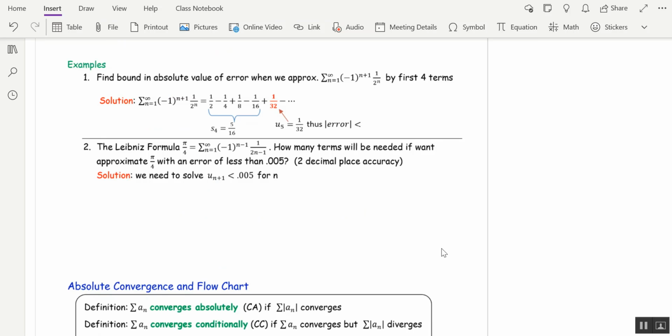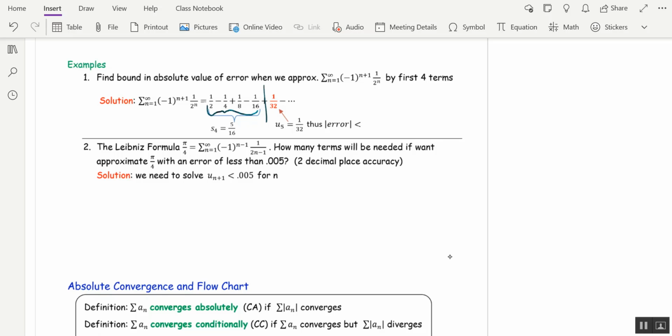Okay, here are 2 examples. In this first one, I want to approximate this infinite series by the first 4 terms and know what is the bound on my error. So the first 4 terms are these terms here, and I added them up. That's 5 over 16. The first term I chop off is 1 over 32. That tells me that the error, which is the absolute value between the actual sum and the fourth partial sum, is less than 1 over 32. It's that easy. I encourage you to pause the video. This is a geometric series. Re-index it. You can actually show that this guy converges to 1/3.